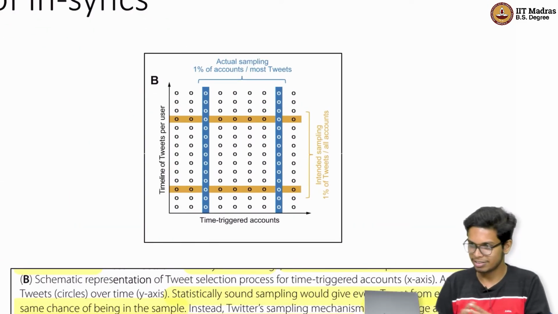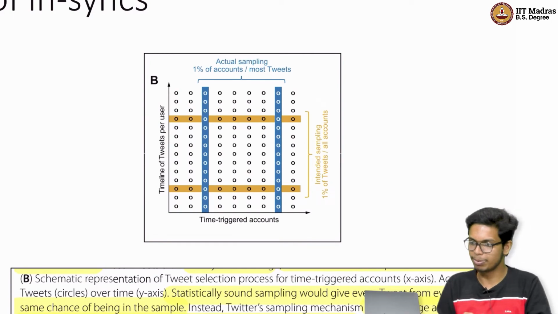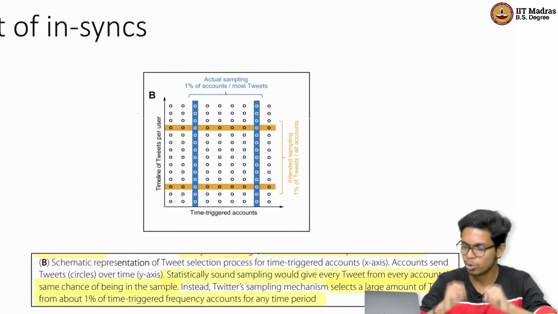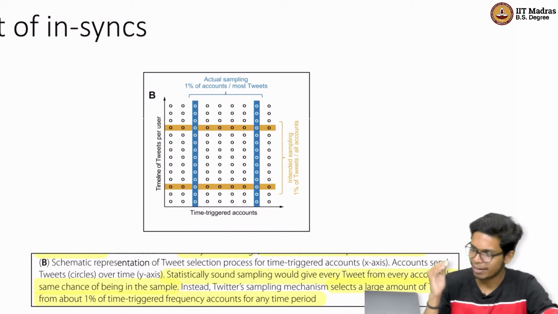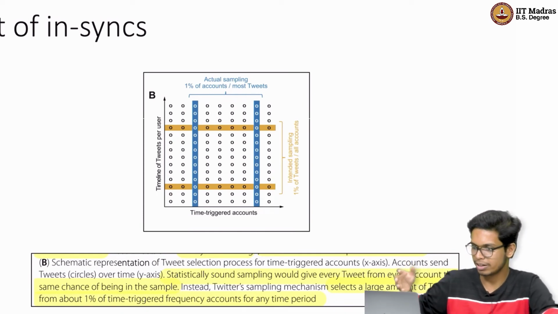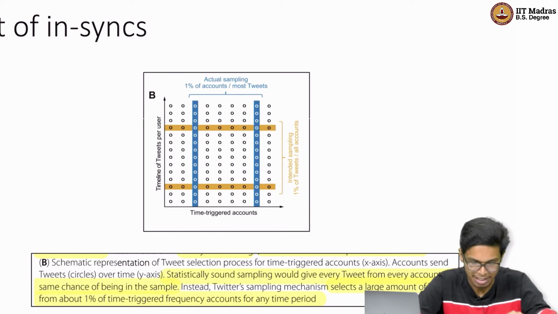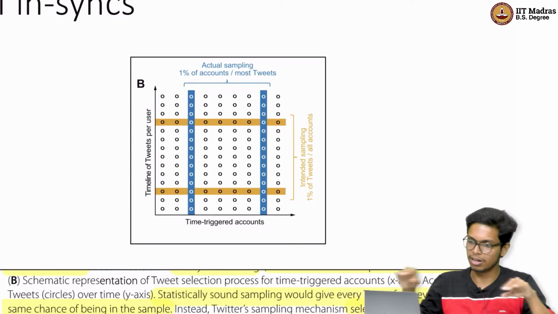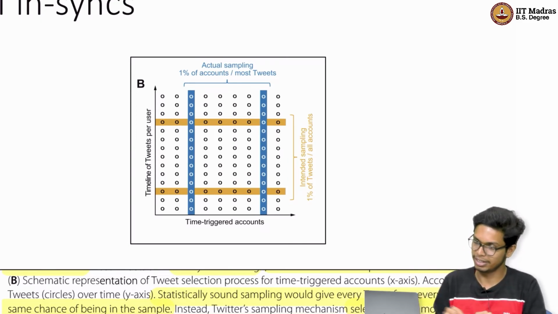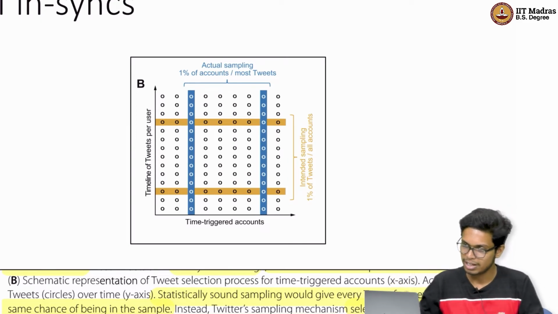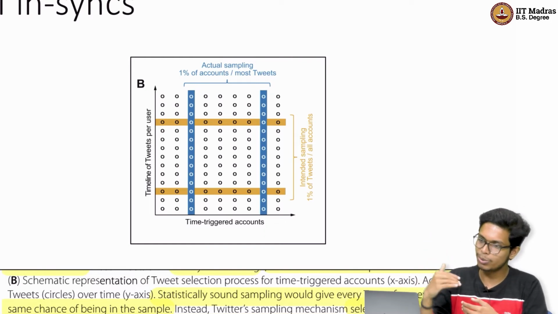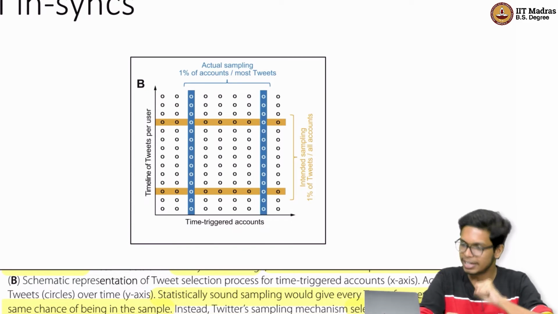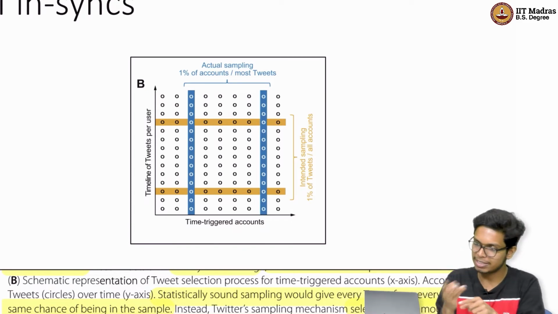So again, this is a continuation of these in-sync accounts, where you see that a statistically sound, truly random sampling would give every tweet from each account on Twitter the same chance of being sampled, which is represented by the horizontal yellow bars. So you have time triggered accounts. Each account, at least one of their tweets, should have that chance of getting into the 1% dump. But what is happening is exactly the opposite.